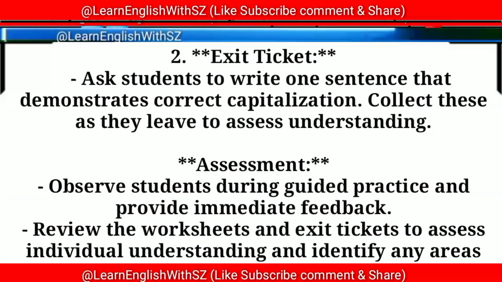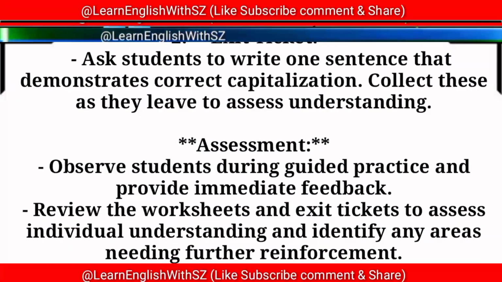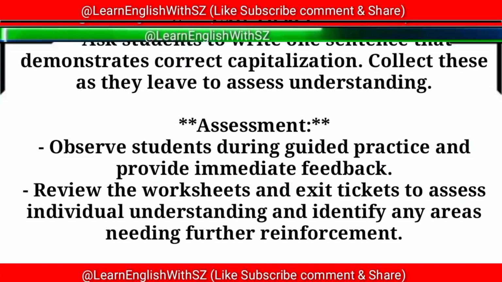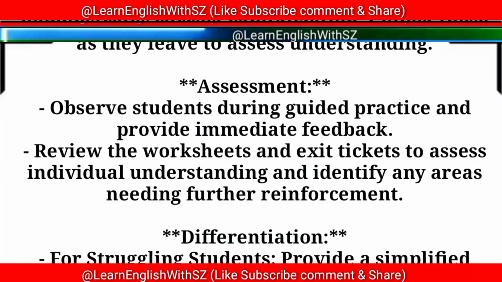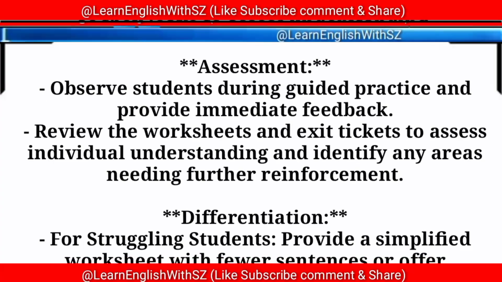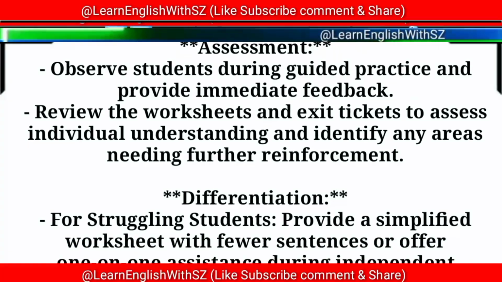Assessment. Observe students during guided practice and provide immediate feedback. Review the worksheets and exit tickets to assess individual understanding and identify any areas needing further reinforcement.